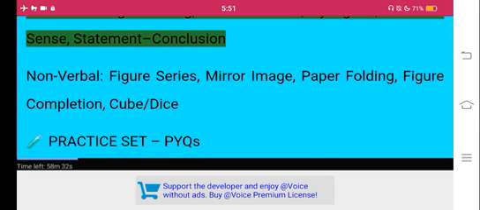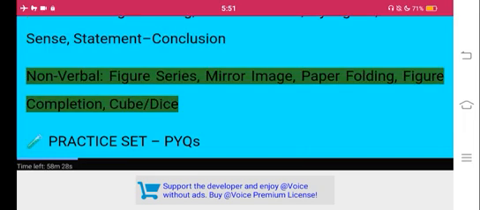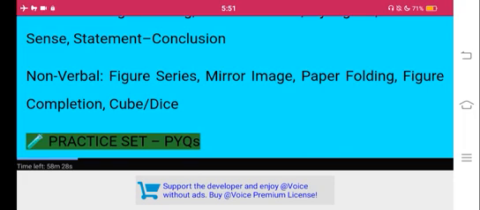Verbal: coding-decoding, blood relation, syllogism, direction sense, statement and conclusion. Non-verbal: figure series, mirror image, paper folding, figure completion, cube and dice. Test 2: practice set, PYQs.